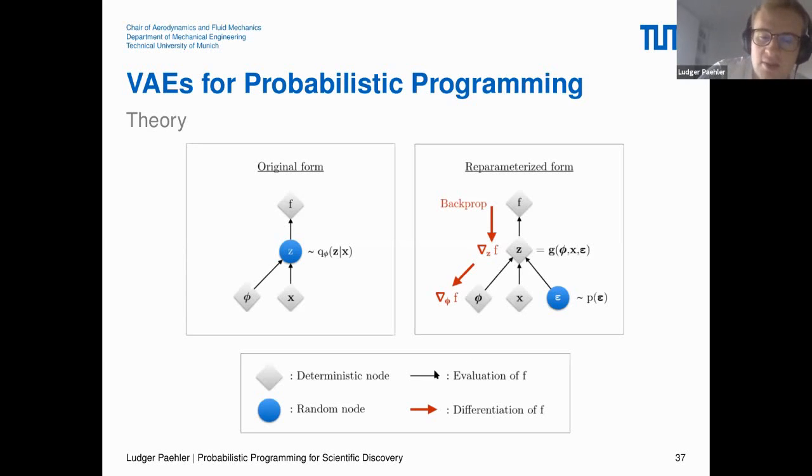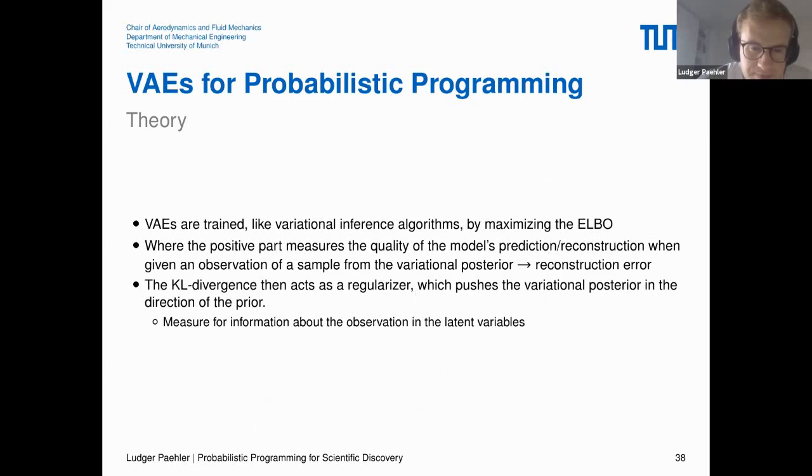So as you can see here, Z was still random nodes. You couldn't really propagate over it or take derivatives through it. In here, you basically move that away, and that allows you to just take gradients. So they're trained in the same way as variational inference algorithms. They use the ELBO.